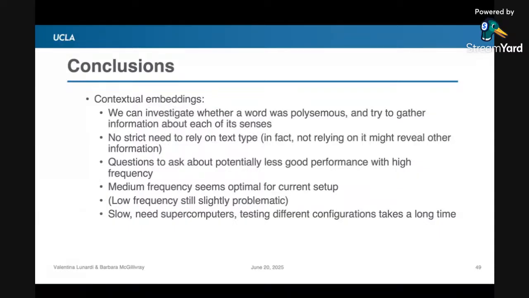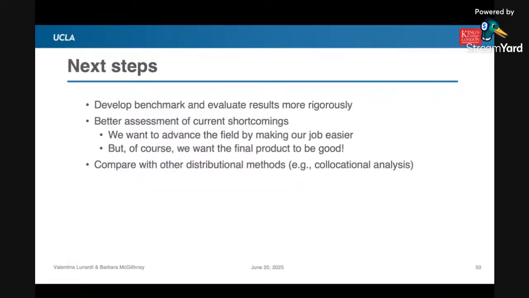I still have some questions to ask about these results. As I mentioned, do we potentially get less good performance with high frequency? Again, I haven't shown you, low frequency words are still a little bit problematic, but not as bad as with static embeddings. And the big downside, if you want to try this yourself, is that it's kind of a slow type of research. You need access to supercomputers, and testing different configurations can take a while.